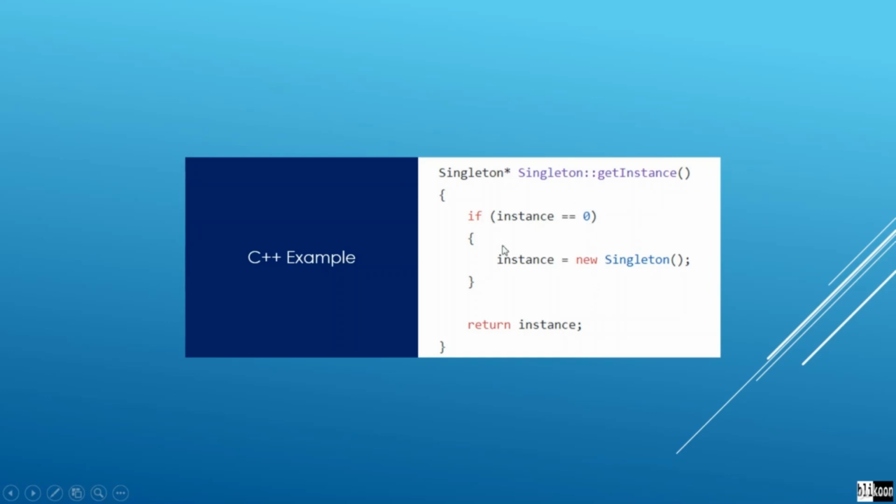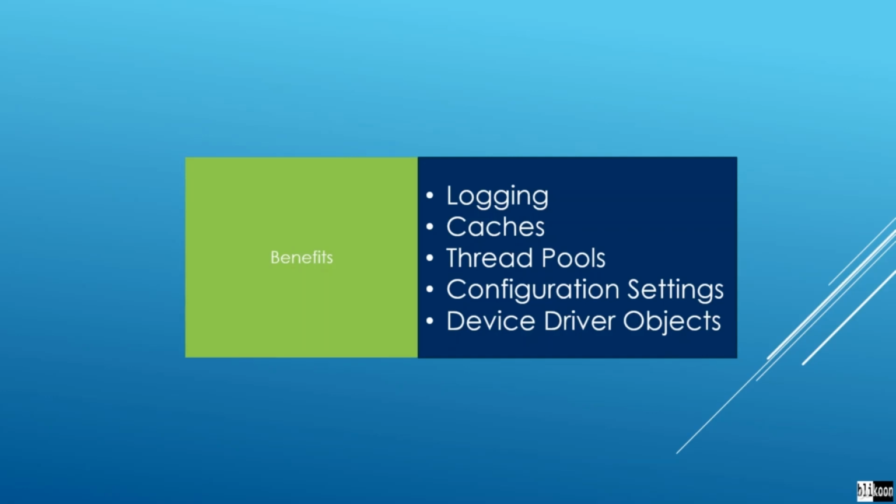And you see that it checks to see if there is an instance of that class. If there isn't, it's going to create a new one and return it. If there is already an instance, we're going to fall here and return the instance that is already available. So it's really simple. So why would you want to use singletons?